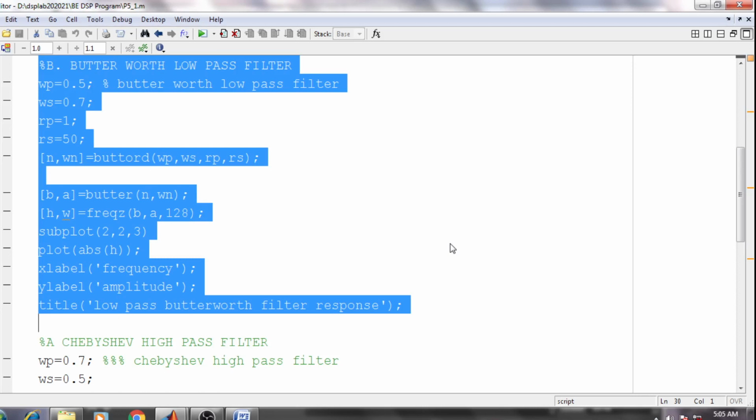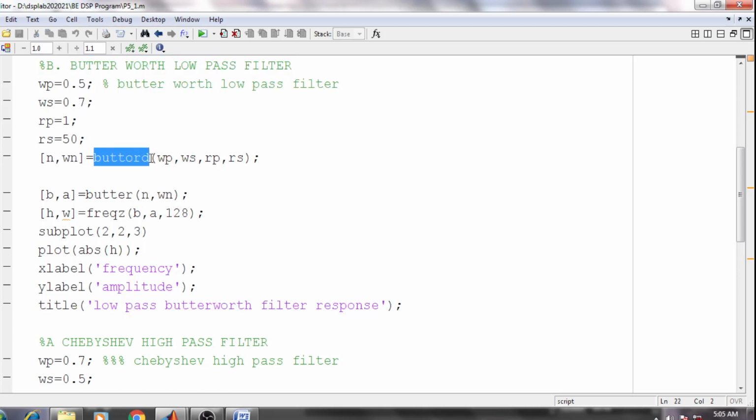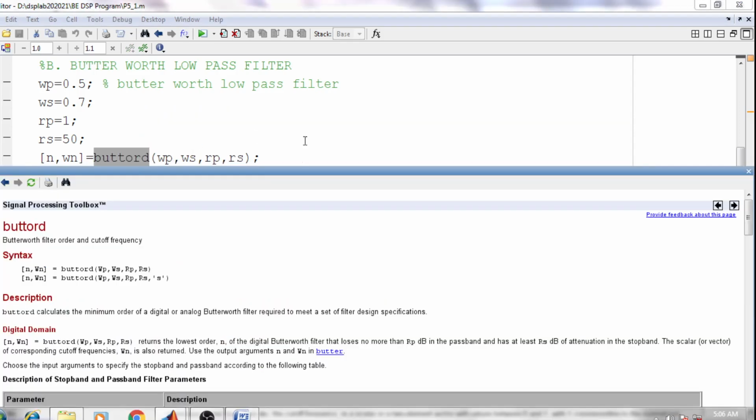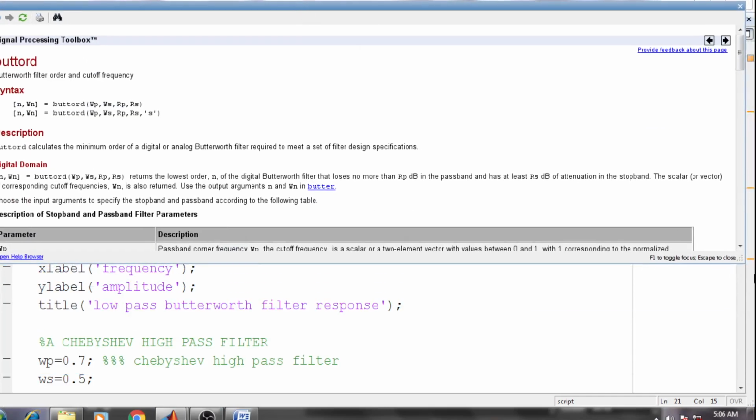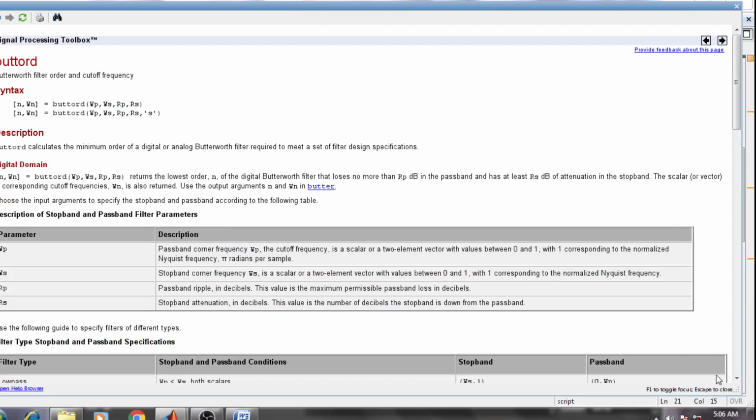Again here WP, WS, RP and RS are used. The technique is the same, only the function will be changed. Now the buttord function is used here. Again we go over the help to see what is the use of buttord from the signal processing toolbox. Buttord means Butterworth filter order and cutoff frequency. It helps you to find the order of the filter, represented by n, and the cutoff frequency, represented by wn.